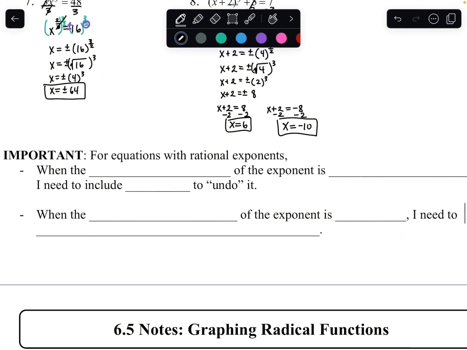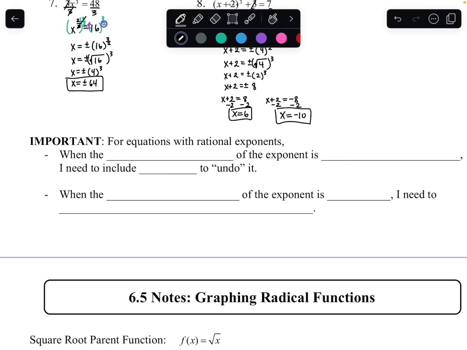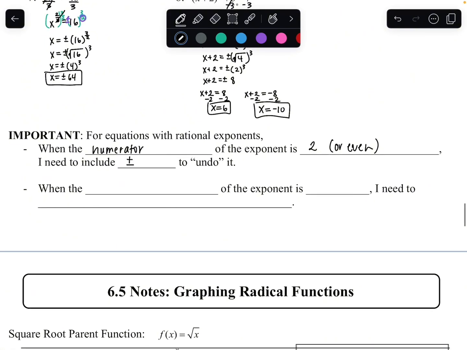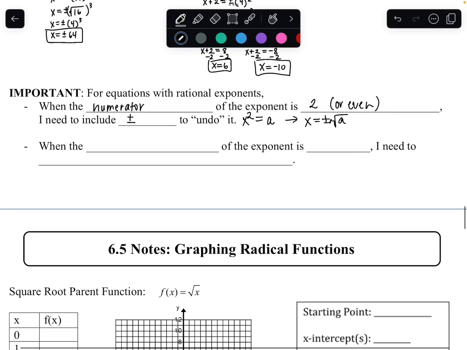Okay, and so to summarize, when the numerator of the exponent is 2 or even, any even number, you need to include a plus or minus to undo it. That's the square root property. If x squared equals a, then x equals positive negative square root of a.